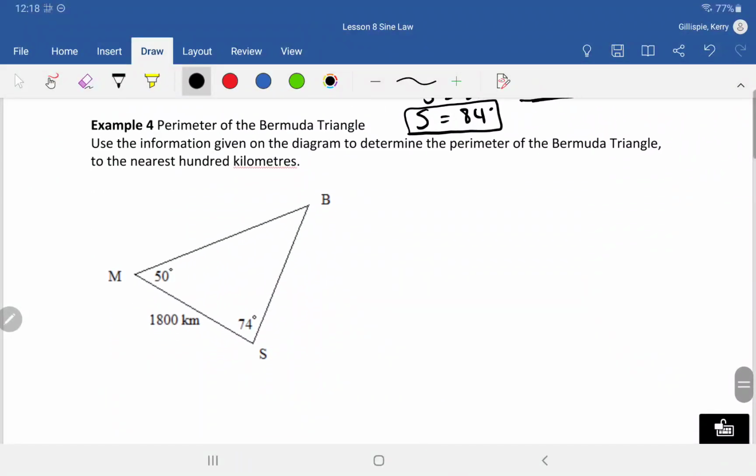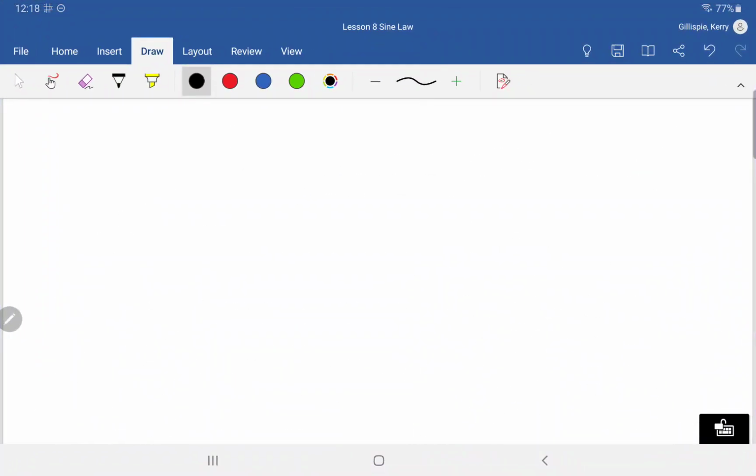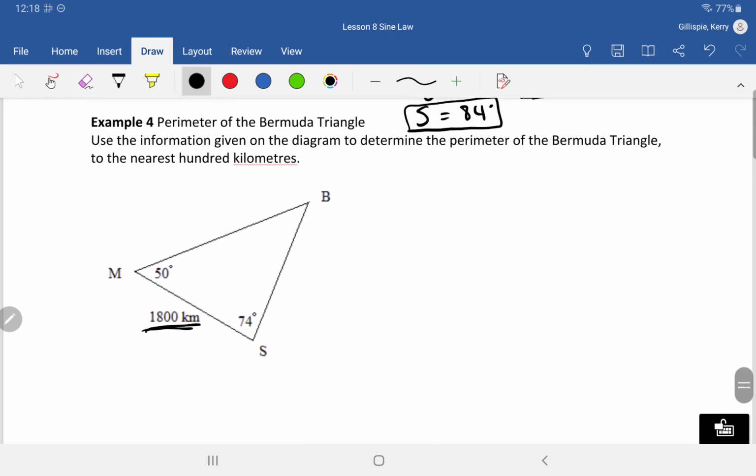And last example, find the perimeter of the Bermuda Triangle. So we have 3 points on the Bermuda Triangle, and one distance is 1,800 kilometers. We want to find the perimeter. To find the perimeter, we're going to make sure that we have all the side lengths. So right now we look at this and we don't appear to have a complete pair. Remember that if you know 2 angles in the triangle, we can find the third angle. So we're going to solve for B, and then we will have a complete pair. So it didn't appear like there's a complete pair, but there actually is with a quick calculation.